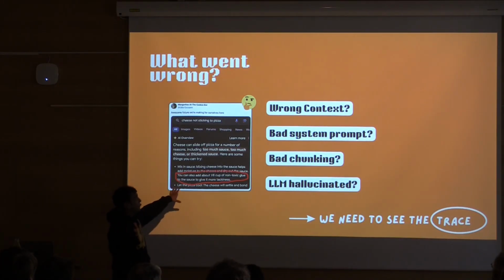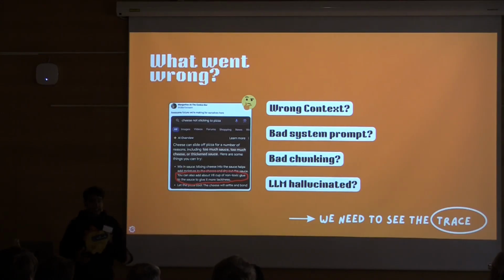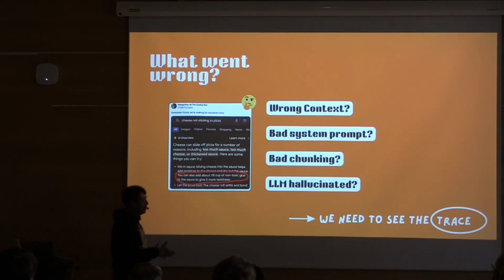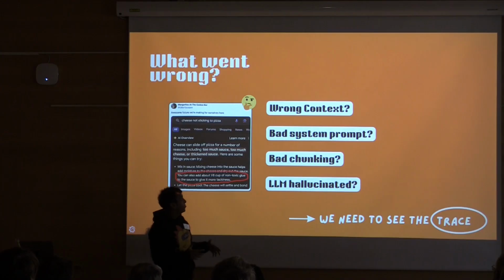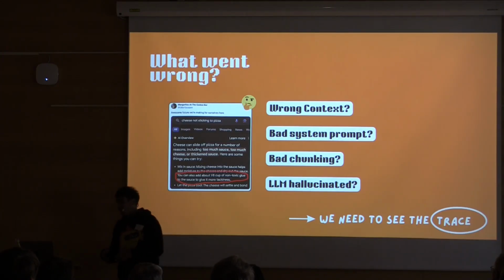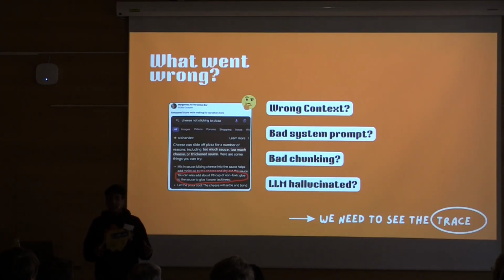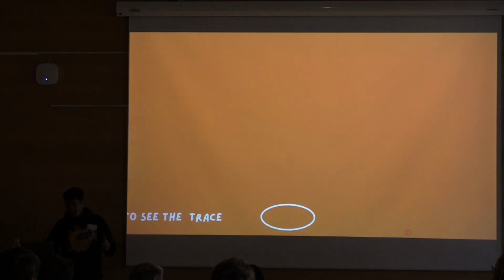Let's use this as an example itself. What do you think exactly happened? Was there a wrong context? Was the chunk not correct? Was the system prompt not right, or did the LLM hallucinate? So what exactly happened? To understand what the agent did, we need to see the entire sequence of events: what tools were used, what API calls were made. So we need the trace, right? We need to see the trace.